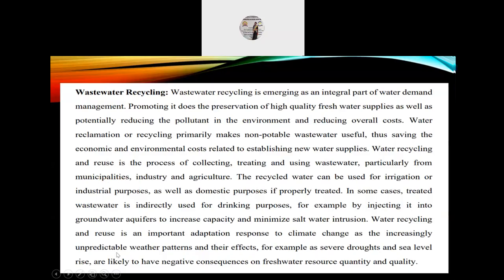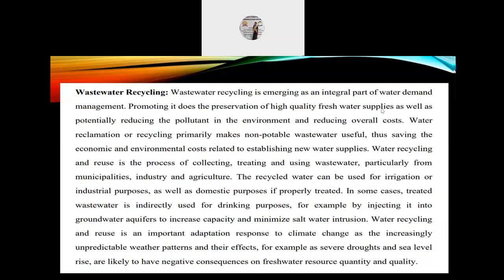The next topic is wastewater recycling. So wastewater recycling is emerging as an integral part of water demand management. Promoting it does the preservation of high quality freshwater supplies, as well as potentially reducing the pollutants in the environment and also reducing the overall cost.